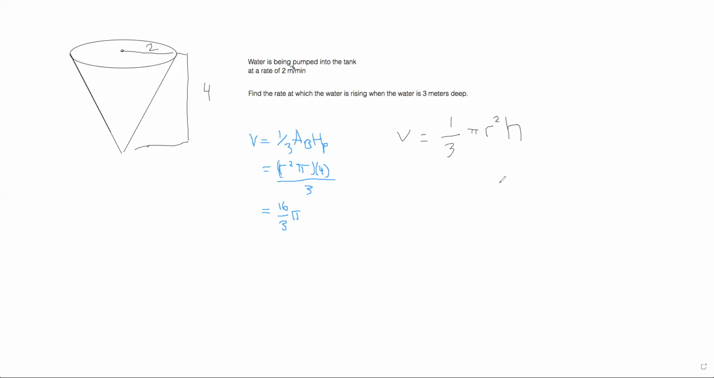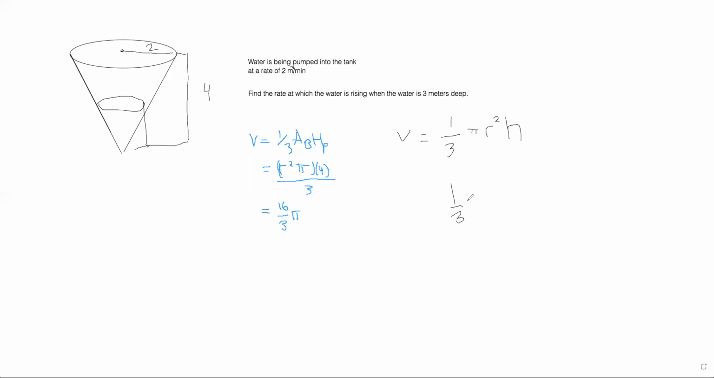So we want to put the radius in terms of height. We know that when the height is 4, the radius is 2. And when the height of the water gets smaller, the radius is also going to get smaller. Yeah, that's true. So the radius is going to be half the height. We'd have to take the derivative of this.